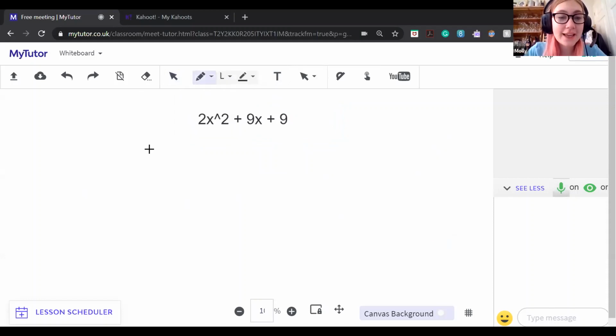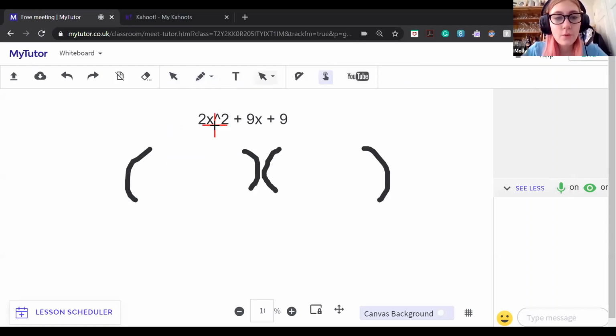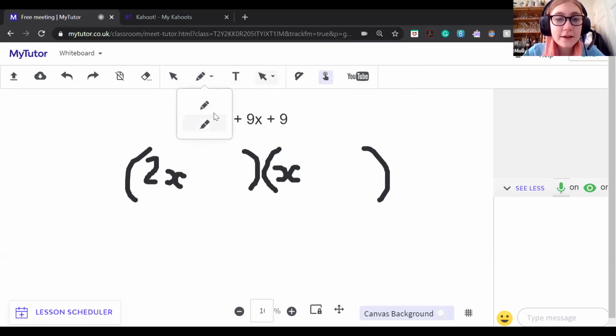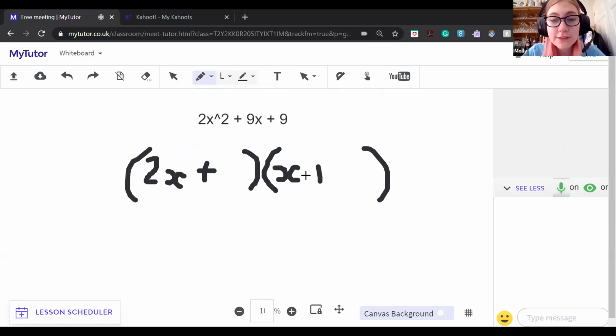We're going to set up our brackets. But this time, we have to make a 2x squared. So one of these has to be 2x. And the other one has to be x. That's the only way that we can make a 2x squared. And then we know that because these are positive, they must be positive signs in here. And we can add them because they're both the same. We can put the positive signs in.